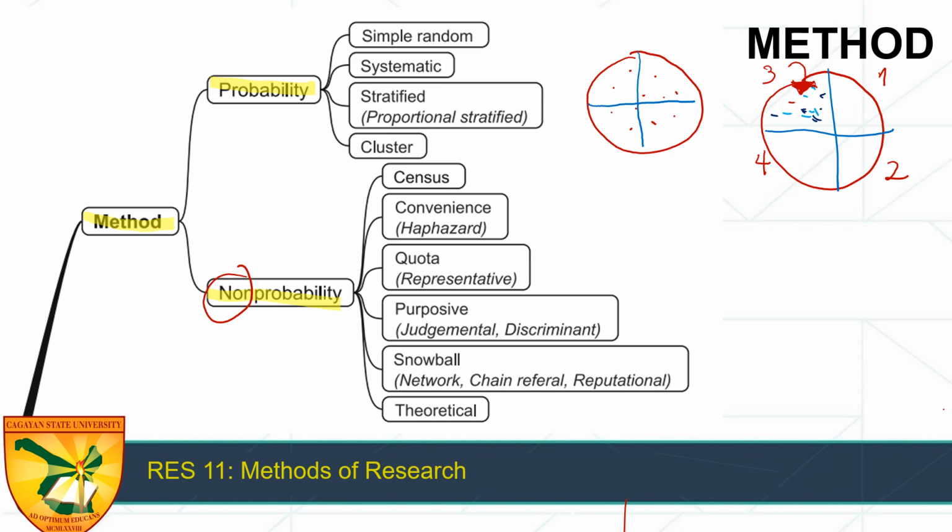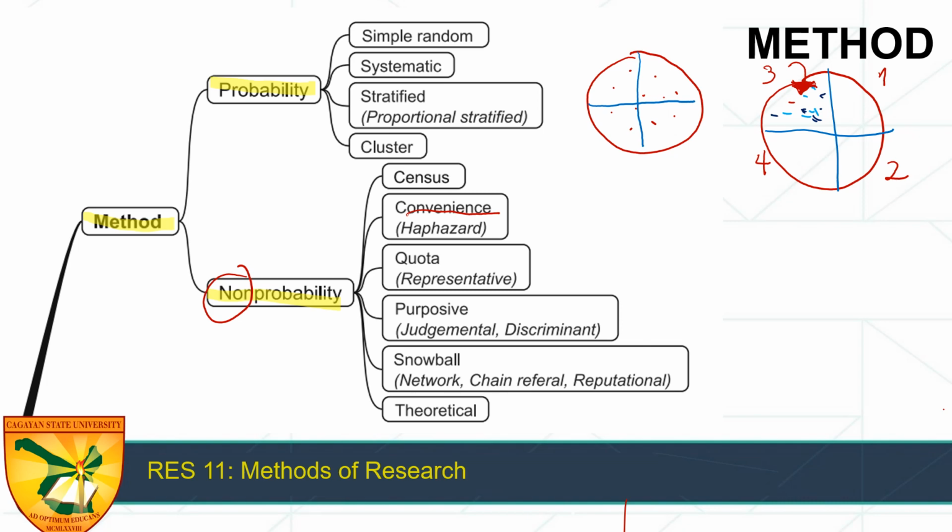census. You are familiar with census, like census, house to house. And convenience or haphazard, this is selecting a sample based on the availability of the member and or proximity to the researcher. So it's also known as accidental, opportunity, or grab sampling.